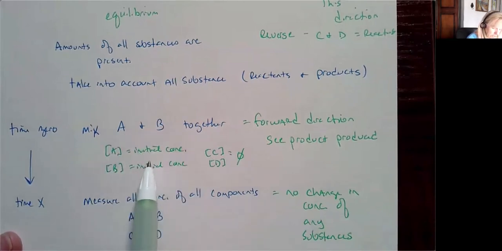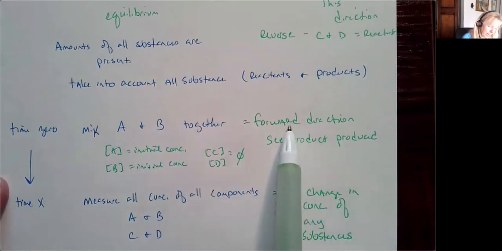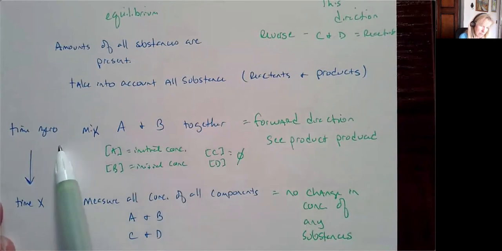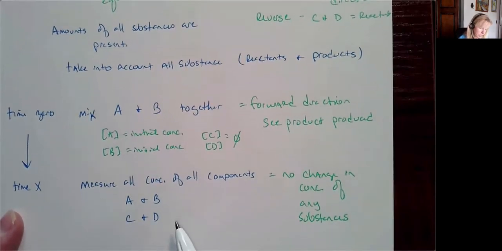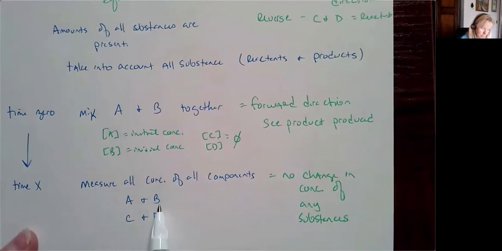Because I'm just mixing these together. I have these initial concentrations, A and B are starting to form. They're going to form in the forward direction to produce C and D. So then some amount of time is going to happen, and now I'm going to look at my concentrations, and what I'm going to see is I'm going to have A and B present, but now A and B are going to be less than the initial concentration, and I'm going to have a concentration of C and D.